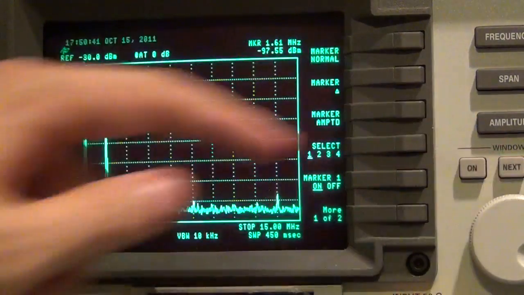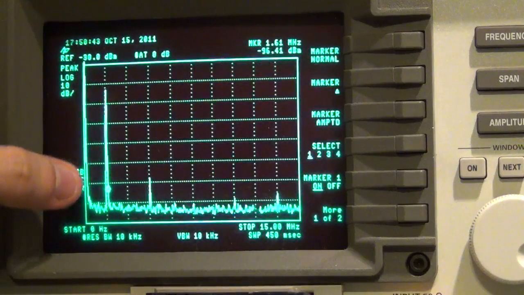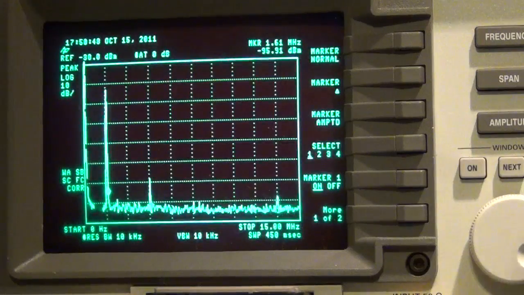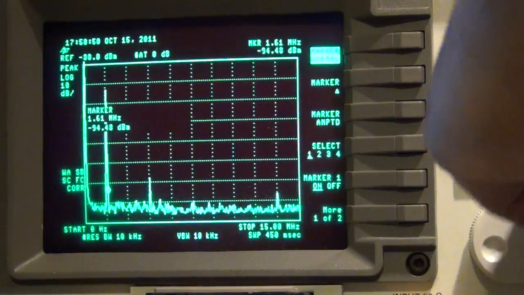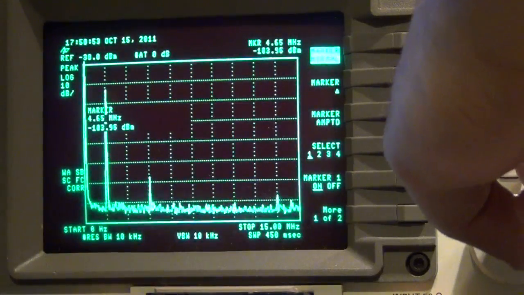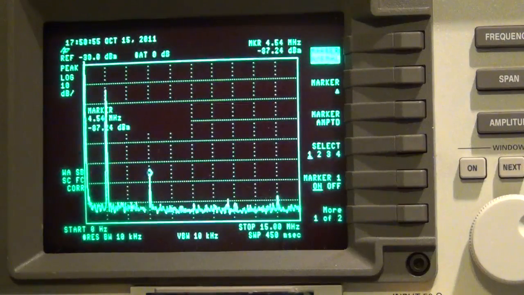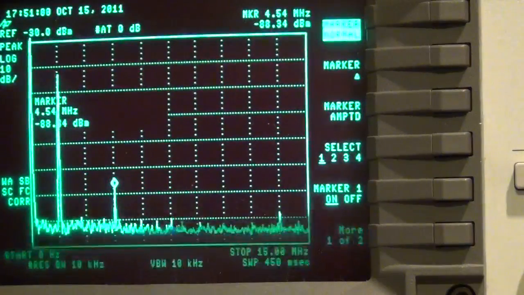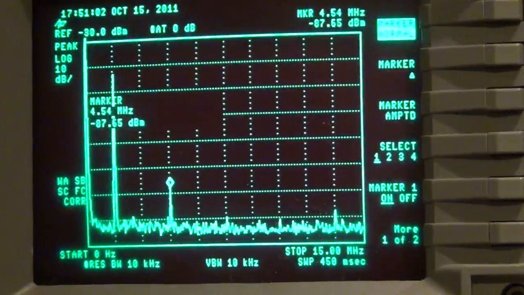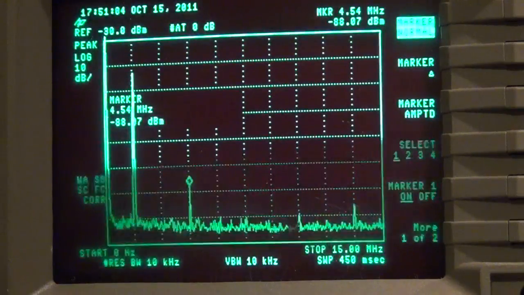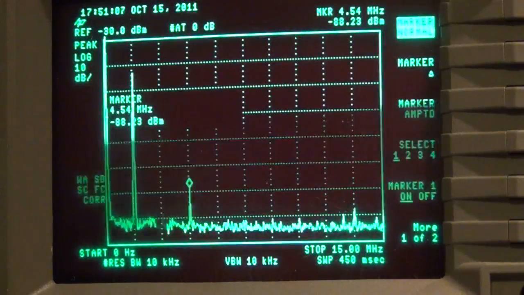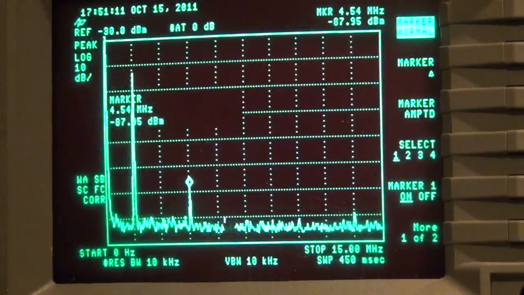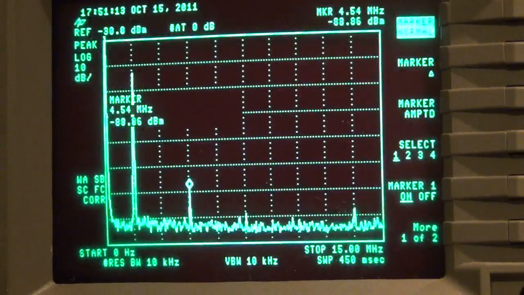So here you can see that the main tone is so much larger than this tone here, and this tone is in fact at exactly 3 times the frequency of the first tone. So if I put a marker on that, you can see that it's at 4.5 megahertz, which is 3 times the frequency of the input signal. So this tells me that there is already a little bit of nonlinearity in the circuit, and that nonlinearity comes from the op-amp, and also comes from the signal generator itself, because the signal generator cannot create a very, very clean signal.